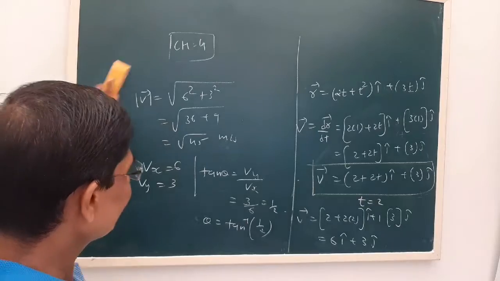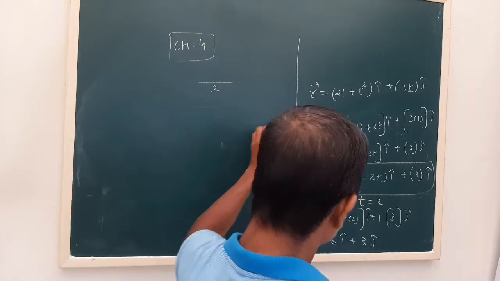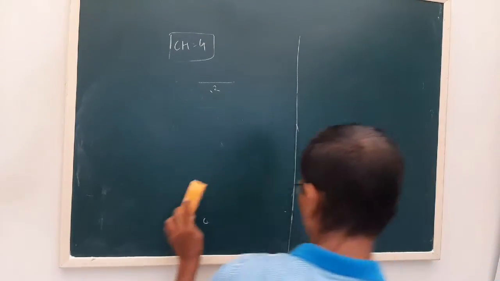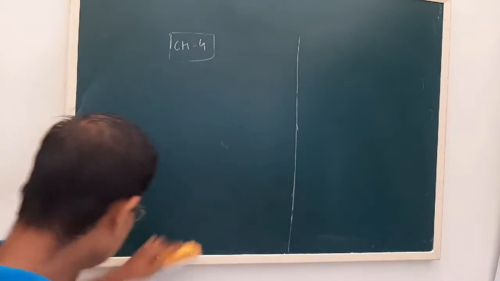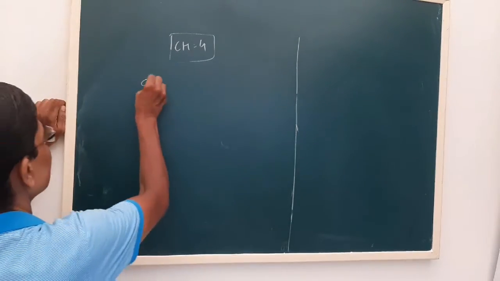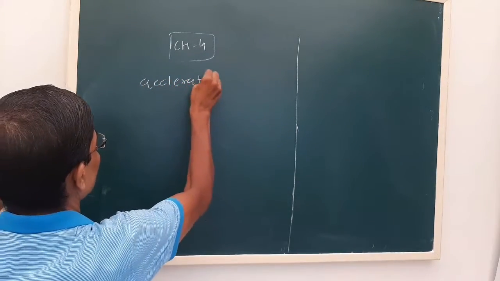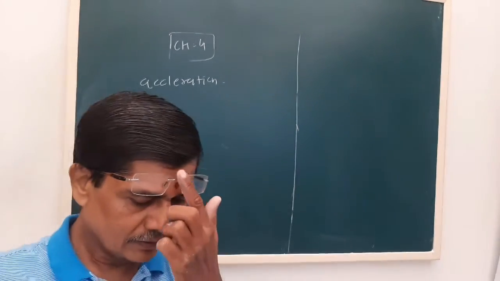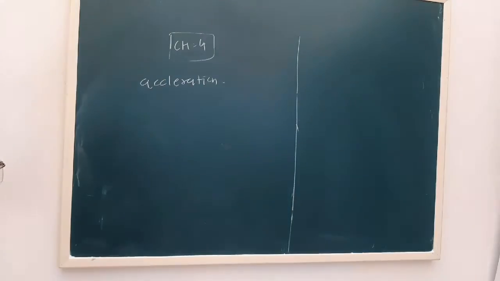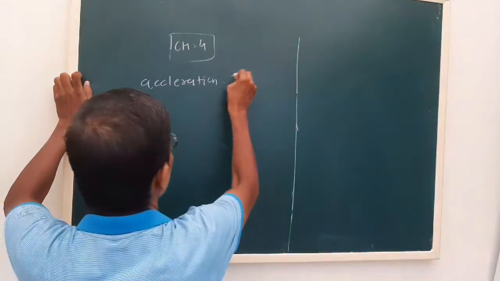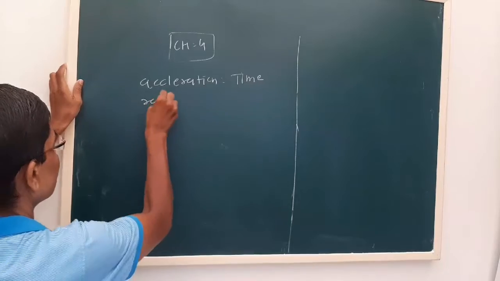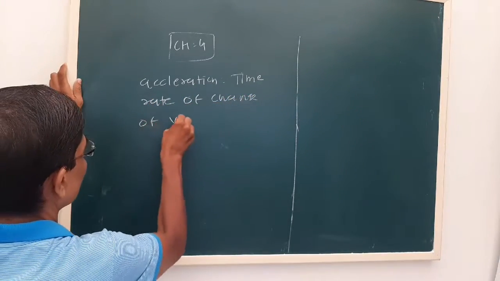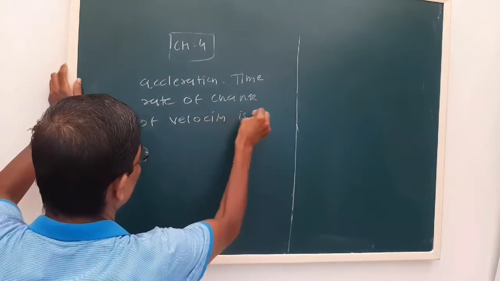We talked about motion in two dimensions. First we talked of the average velocity and then the instantaneous velocity. Now see the acceleration. We have studied this earlier also. The time rate of change of velocity is called acceleration.